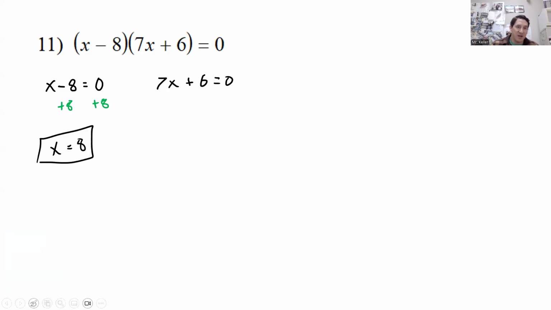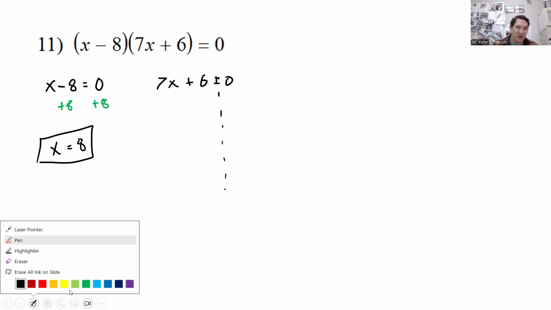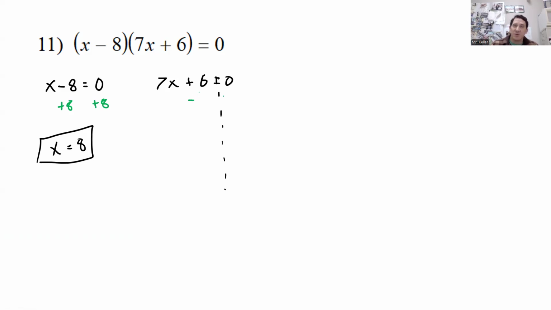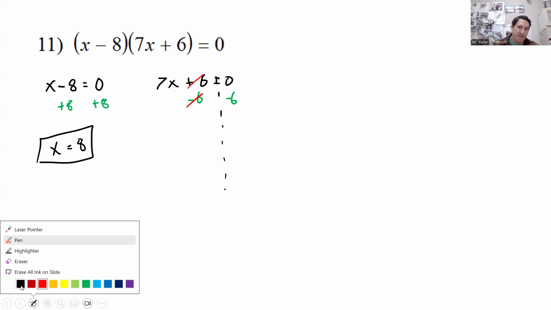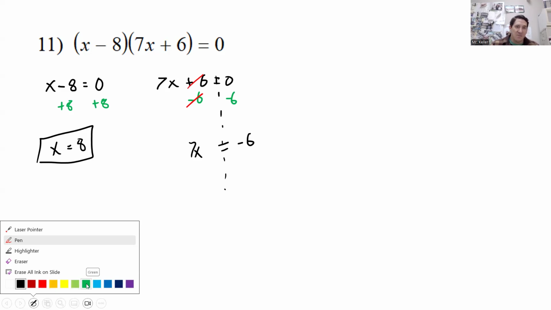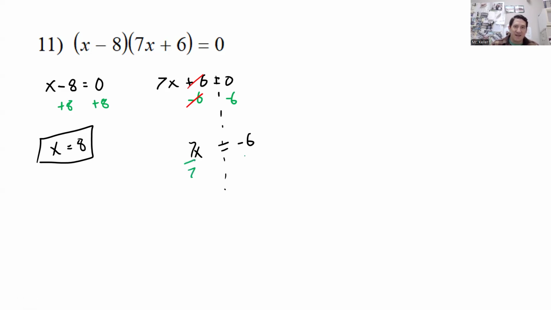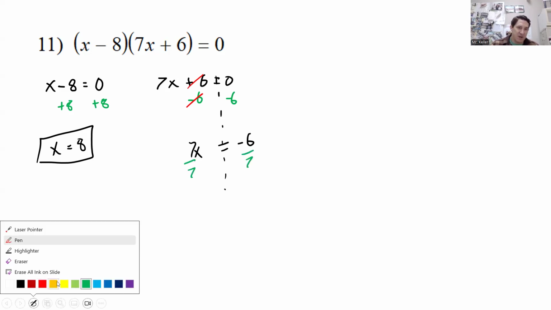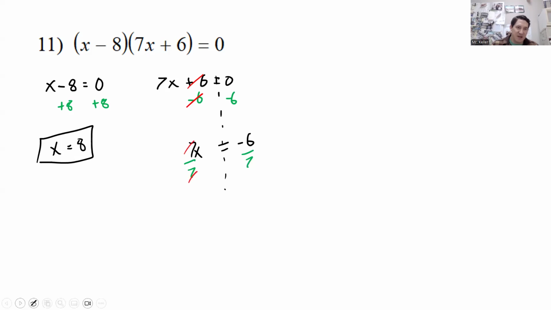This one over here is two steps. I'm actually going to put in a line of separation, keep track of that equal sign. So I'm going to subtract 6 from both sides. Plus 6 minus 6 cancels out. You get 7x is equal to negative 6. And then divide by 7. So times 7 divided by 7 cancels out, and you get x is equal to negative 6/7.